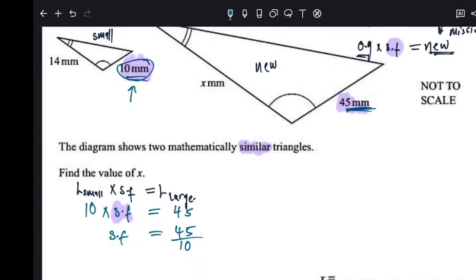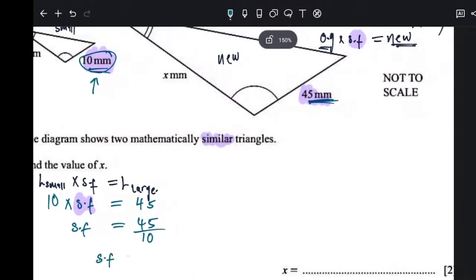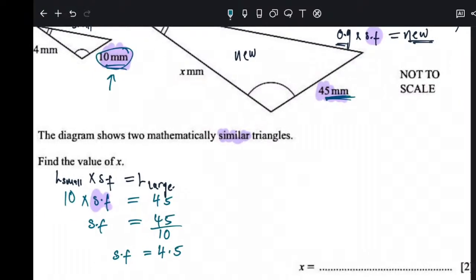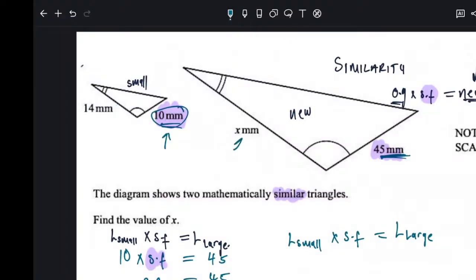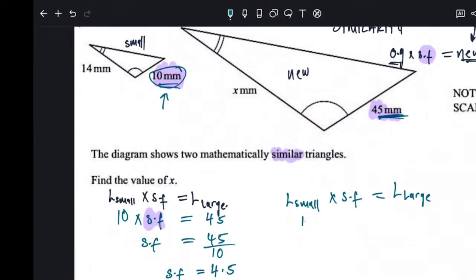So now you're going to say, therefore, your scale factor is equal to 45 over 10. That's 4.5. You have your scale factor. Then you rewrite this same statement because you want to use it again. The length of the small one times scale factor is equal to the length of the large. Now, what is the length of the small? 14. We now want to find x, right? So we now say 14 times, what's the scale factor? You just found it, 4.5. So now you can continue. Is equal to, what's the length of the large?